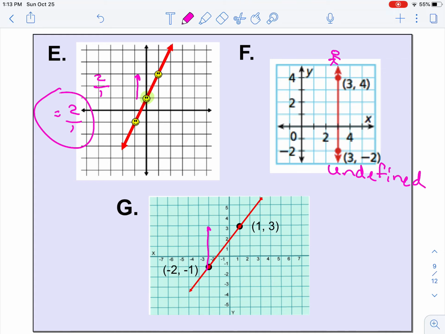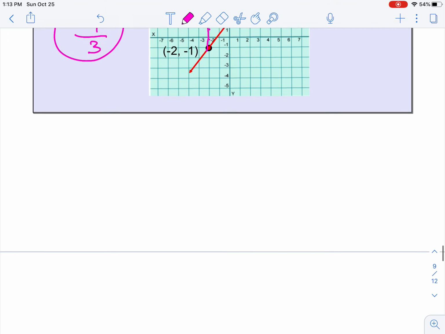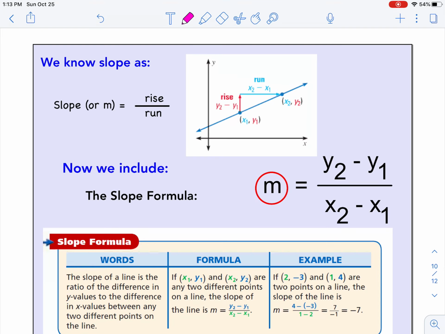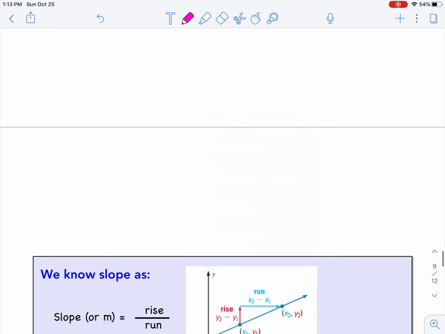And last but not least, letter G, you are going 1, 2, 3, 4. You're going rise of 4 and a run of 3. 1, 2, 3. So your slope is 4/3. All right. So I'm just going to double check that, but that looks right. All right. So we know slope is rise over run. Okay. So we can actually get that from the ordered pairs.